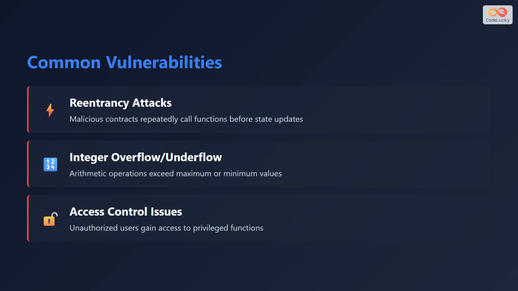Let's look at some of the most common vulnerabilities found in smart contracts. Reentrancy attacks occur when malicious contracts repeatedly call functions before state updates are complete, allowing attackers to drain funds. Integer overflow and underflow happen when arithmetic operations exceed maximum or minimum values, leading to unexpected behavior. Access control issues arise when unauthorized users gain access to privileged functions that should be restricted. These vulnerabilities have been exploited countless times, causing massive financial losses.